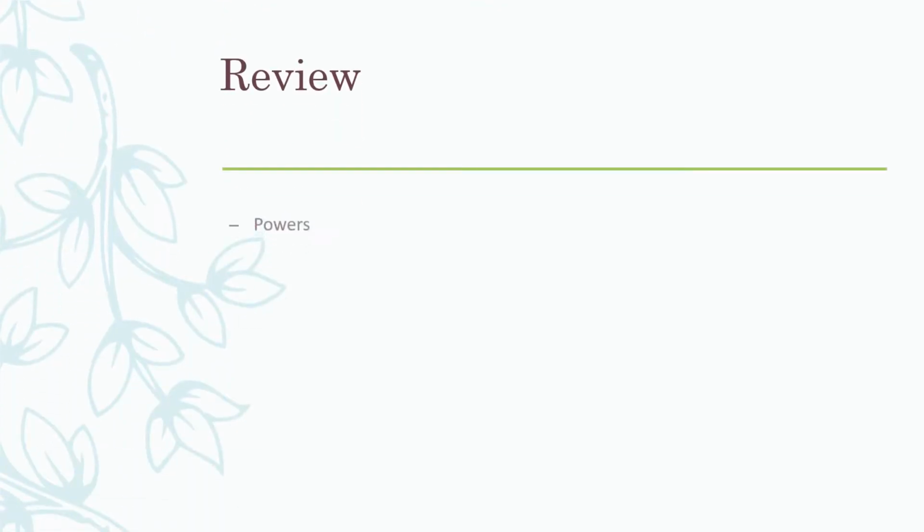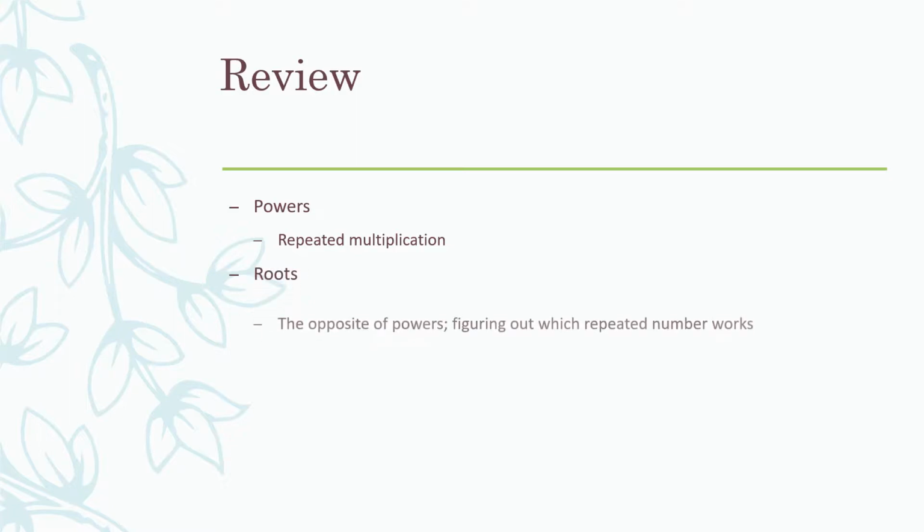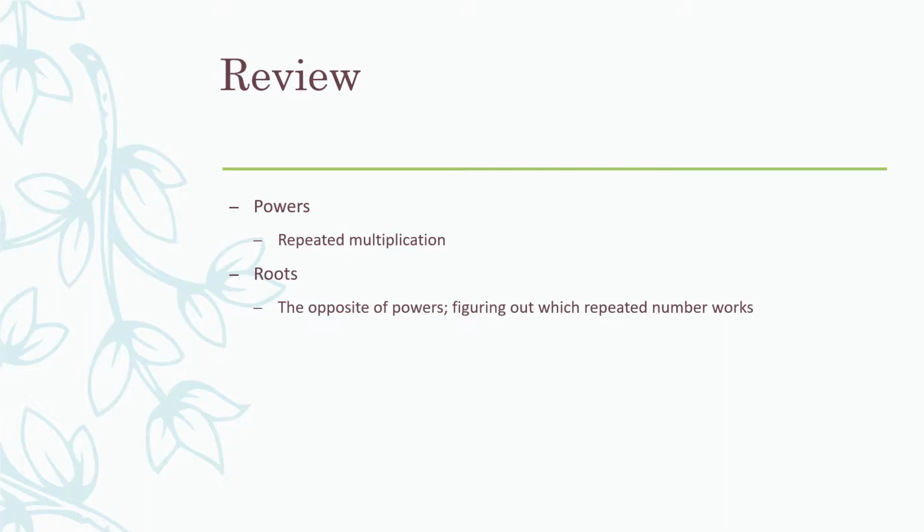Review from last time, we talked about powers, which is just repeated multiplication. Remember that raised number tells you how many times you're going to multiply that same number. We also talked about roots, which are really the opposite of powers, and that's figuring out which repeated number multiplied will give you that total. And the last thing we talked about was perfect squares. And those are squares of whole numbers, 1 times 1, 2 times 2, 3 times 3.